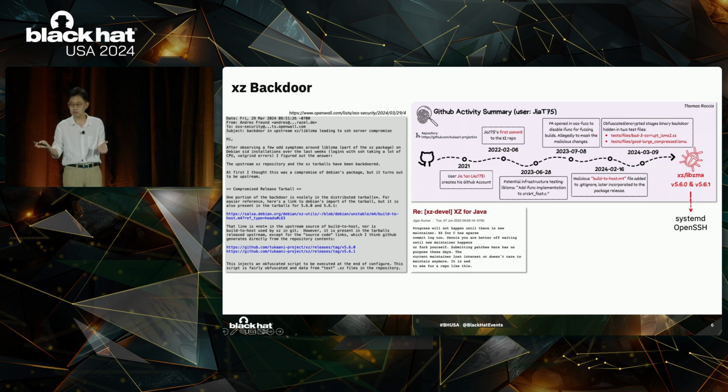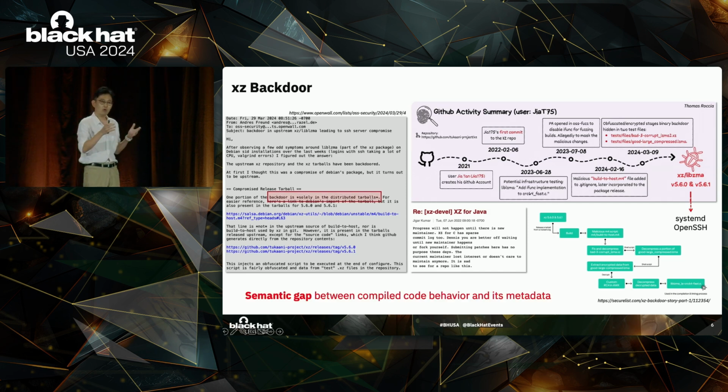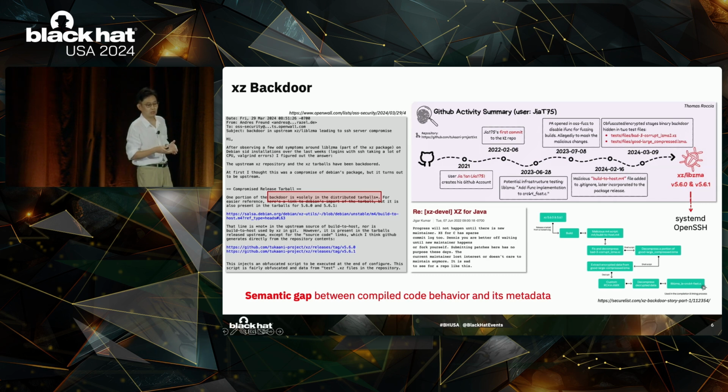And over time, this person introduced a lot of stealth techniques to hide the malicious code, like obfuscation and multi-chain payload construction. So if you look at the source code, it may not be obvious to find all this malicious code. This case and all other supply chain attacks highlight that there is clearly a semantic gap between the behavior we expect from the code and the metadata you get.